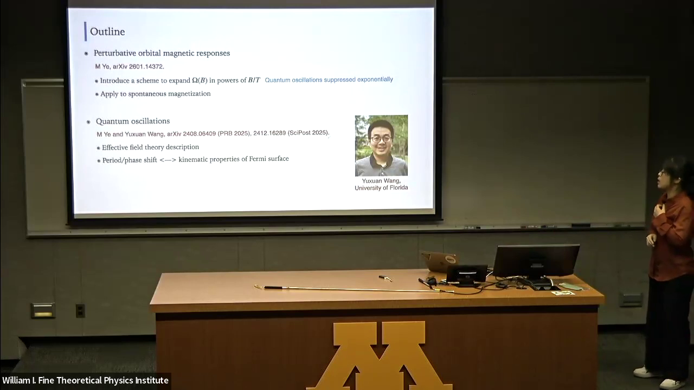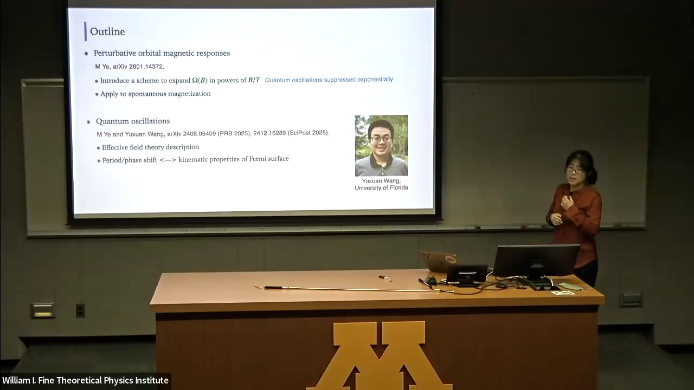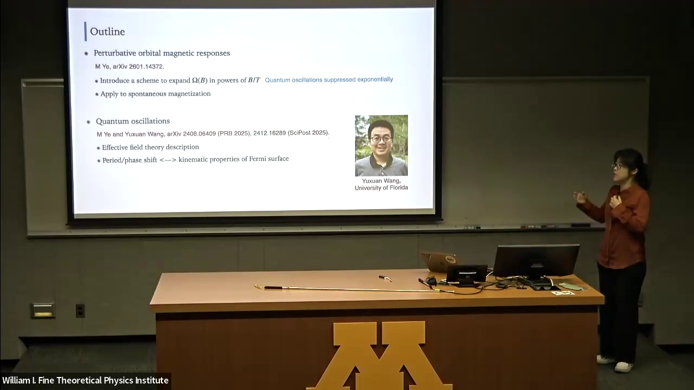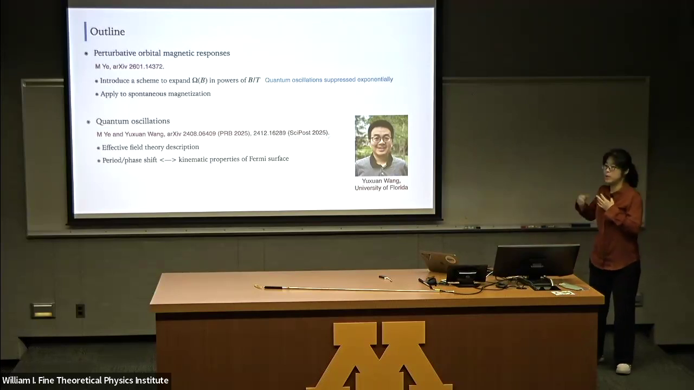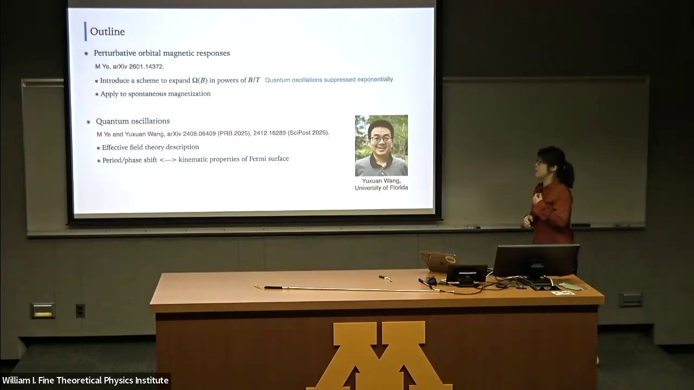For the first part of the talk, I want to show you how we can compute these perturbative orbital magnetic responses. I will introduce a scheme to expand the thermodynamic potential in powers of magnetic field over temperature, which means that the quantum oscillations are suppressed exponentially. Then I will apply it to spontaneous magnetization and discuss how we can generalize the notion of orbital magnetic moment and Berry curvature in the context of interacting systems. In the second part of the talk, I may not have time to go into detail, but I will try to flash some ideas on how we can capture the quantum oscillations using a low energy effective field theory.